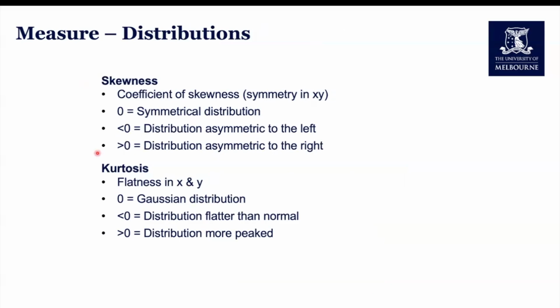Some of the final ones that we don't tend to use very often is skewness. So that's how symmetrical the distribution is within an object. And kurtosis looks at the flatness in XY, whether that's Gaussian or flatter or more peaked than normal. But as I say, we don't tend to use these two very often.